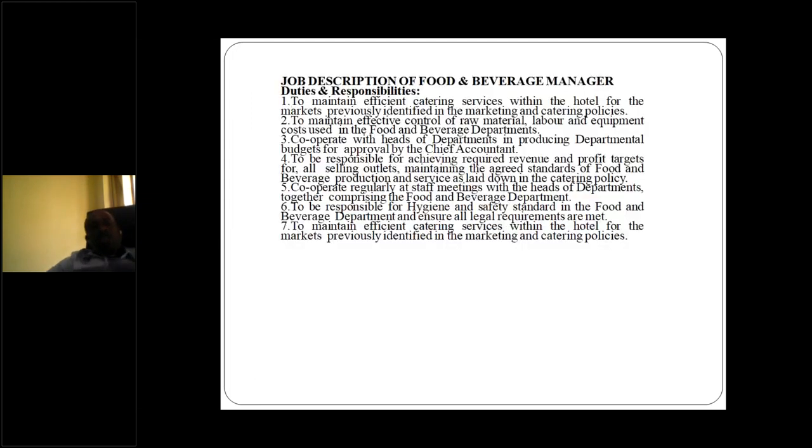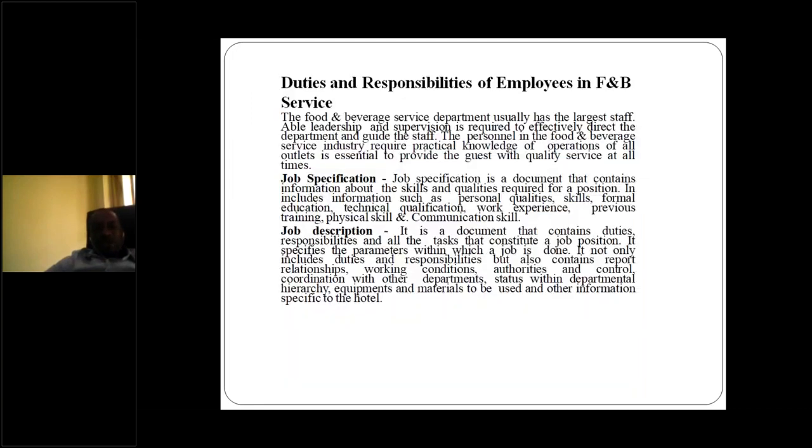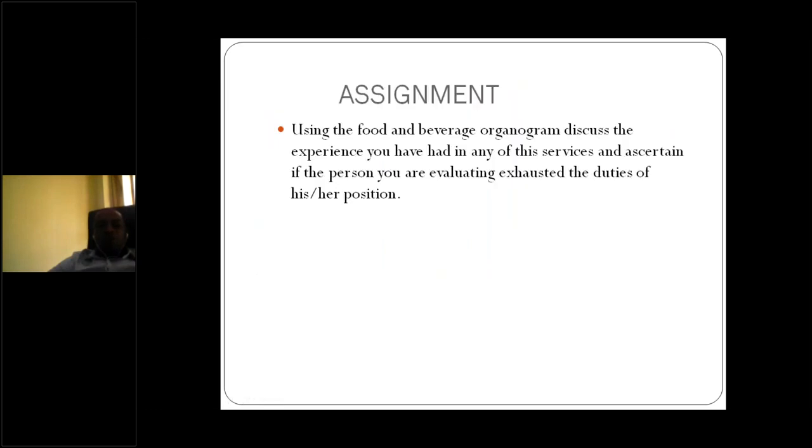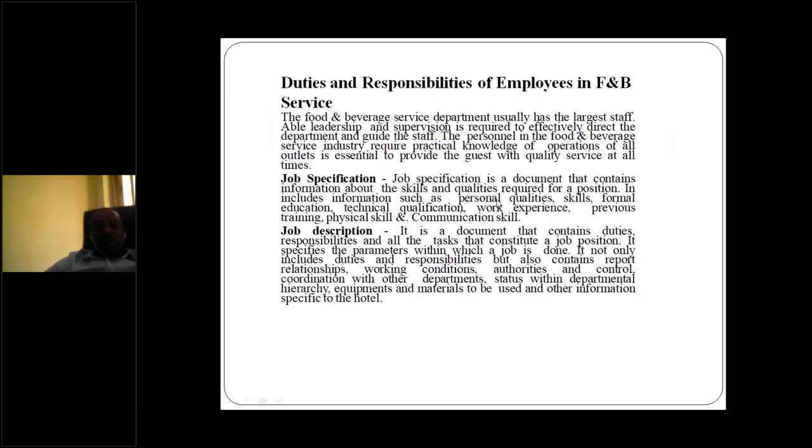Okay, so these are the job description and the job specification. So we're going to take these roles. We have different roles that we mentioned earlier on. These are the roles that we mentioned earlier on that you see in the organogram of a food and beverage organization. Okay, so now we are going to take the roles one by one.